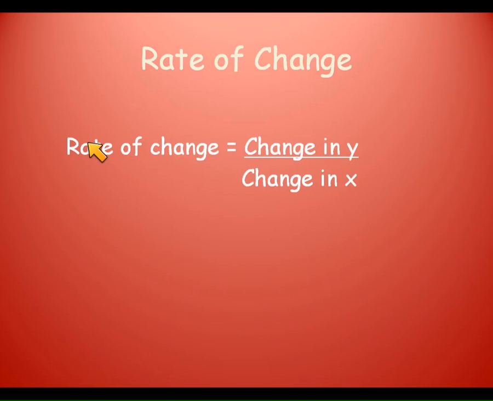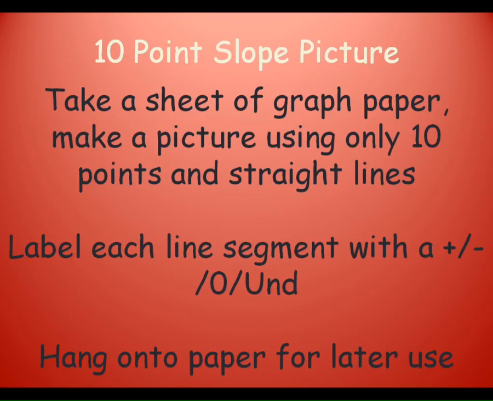So the rate of change in slope, again, is a ratio of the change in the y variable divided by the change in the x variable. We're going to do this little activity here. I'm going to pass you out a sheet of graph paper, and you're going to make whatever picture you want with a straight edge and a sheet of graph paper. I want at least 10 straight lines somewhere on the paper. With each of those 10 lines, you're going to label them as positive, negative, zero, or undefined slopes. And then you're going to hang on to this paper for a little bit later.